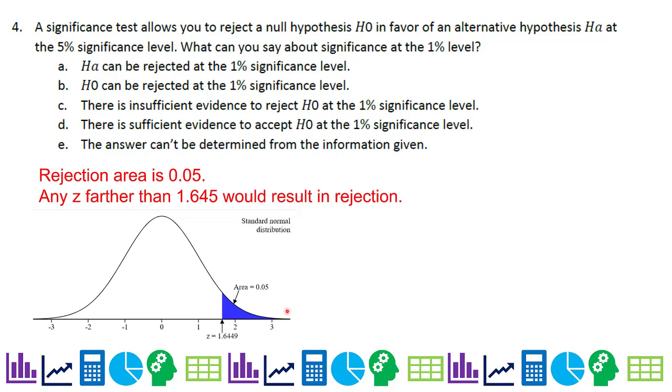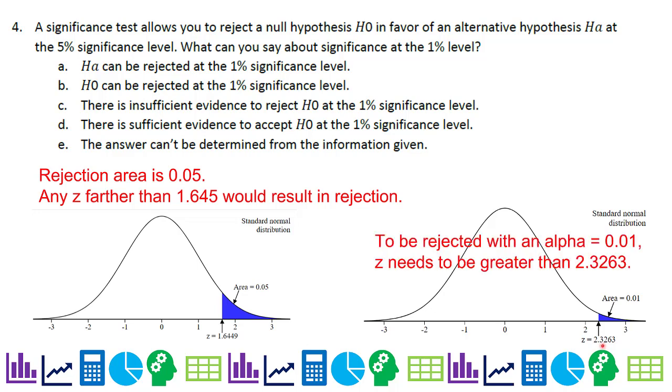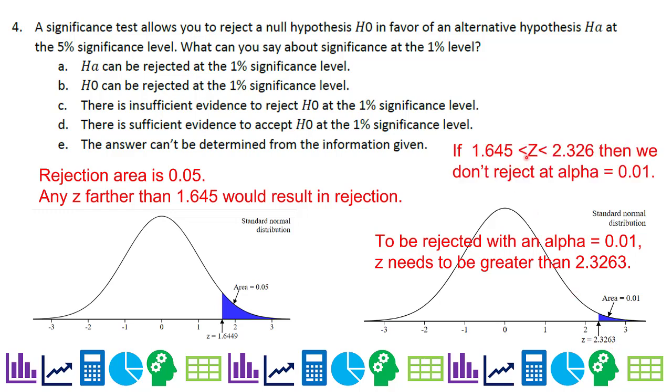Now, if I have an alpha of 1%, that shifts the z-score further to the right. So now we need a z to be greater than 2.3263. If the z-score is between these two numbers, from 1.645 to 2.326, we're going to reject at the 5%, but not at the 1%.